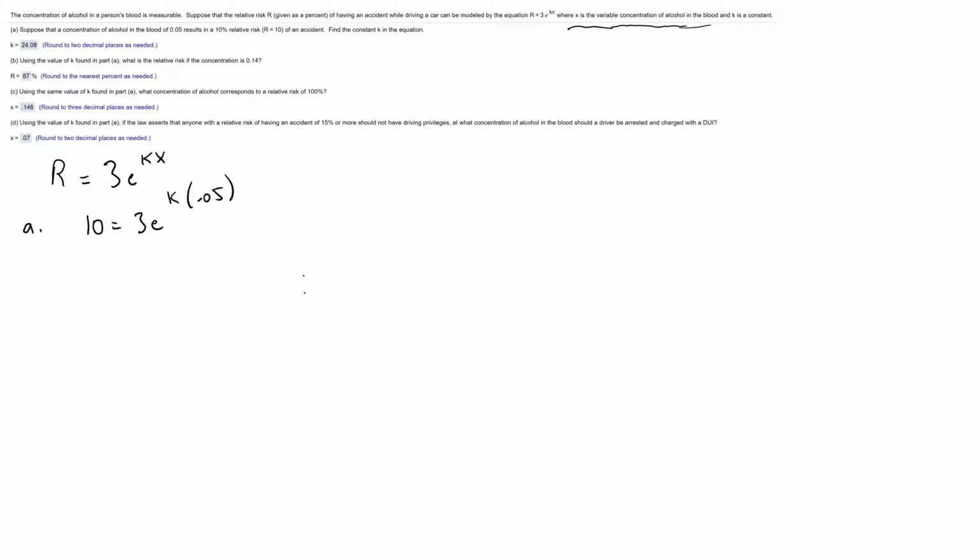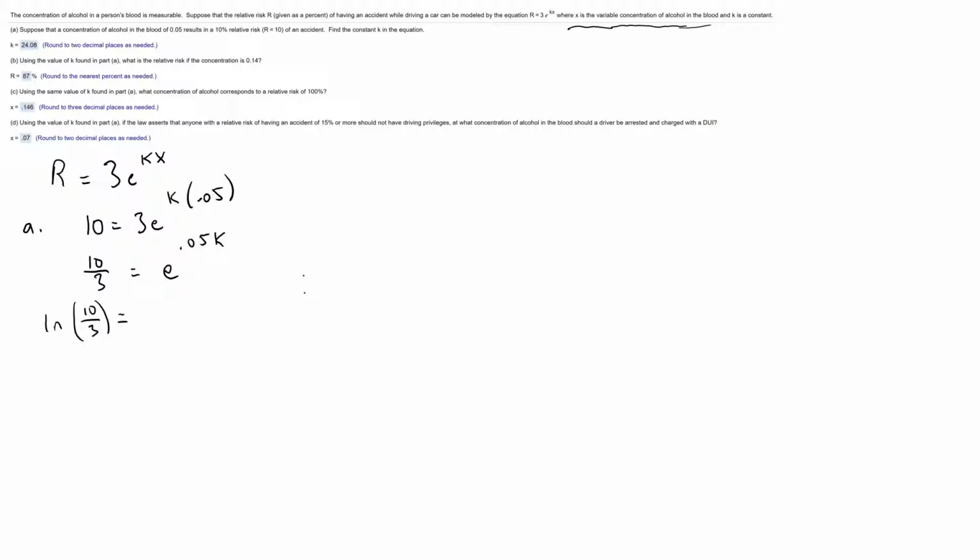To solve this equation for K, we're going to have to natural log both sides to remove the e. So we need to get the coefficient of e equal to 1 first. So we'll divide by 3. And so we have e to the 0.05K. And so now we natural log both sides.